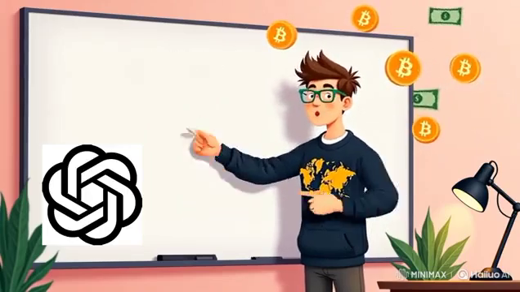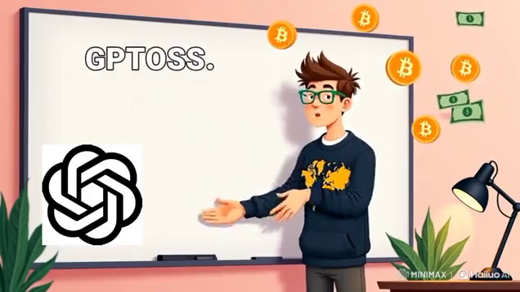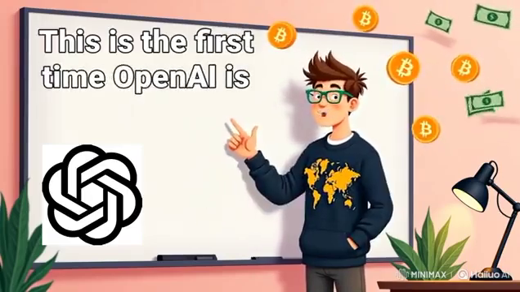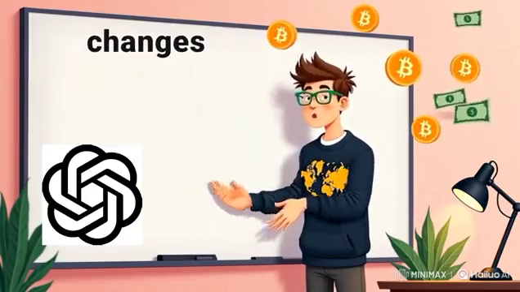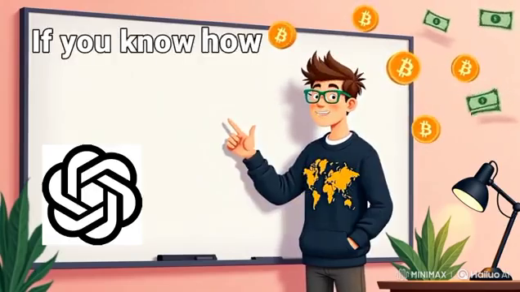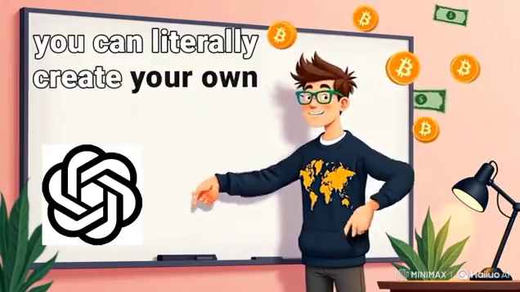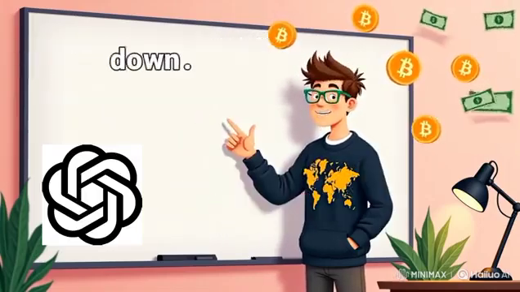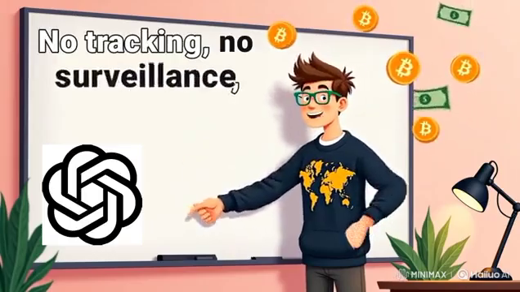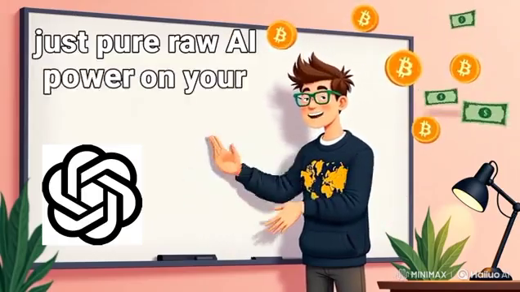Boom. Out of nowhere, they hit us with GPT OSS. This is the first time OpenAI is giving the public a downloadable, runnable, local LLM, and it changes everything. If you know how to use this, you can literally create your own ChatGPT-style assistant that works even when your Wi-Fi is down. No tracking, no surveillance. Just pure raw AI power on your laptop.